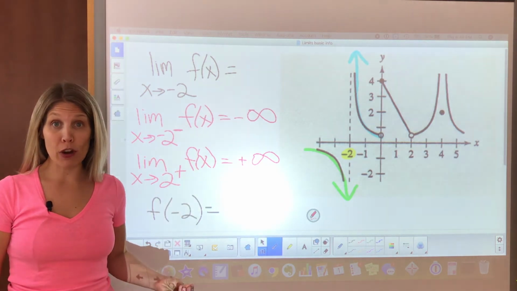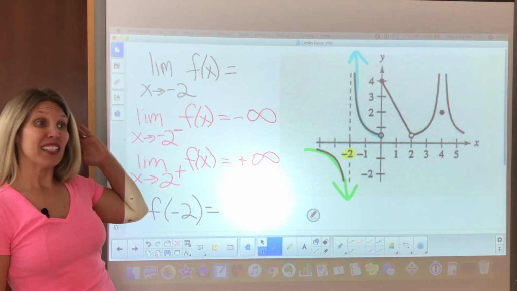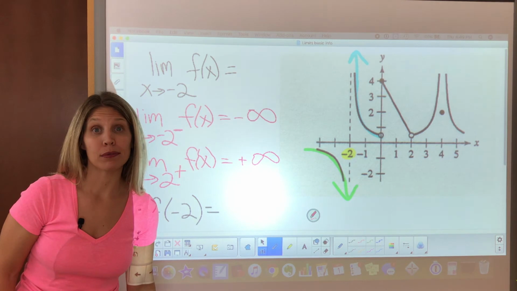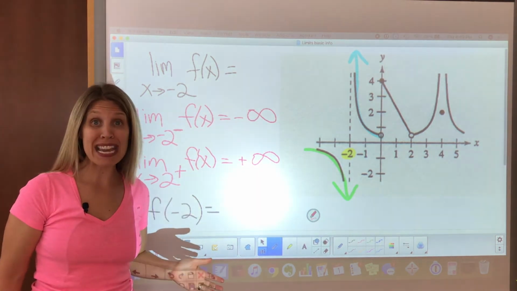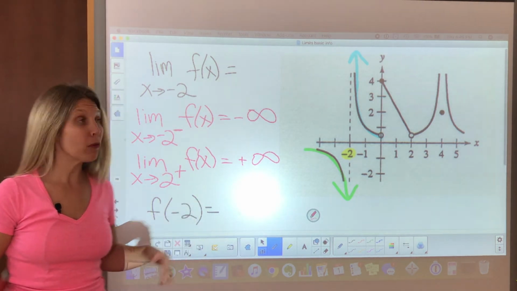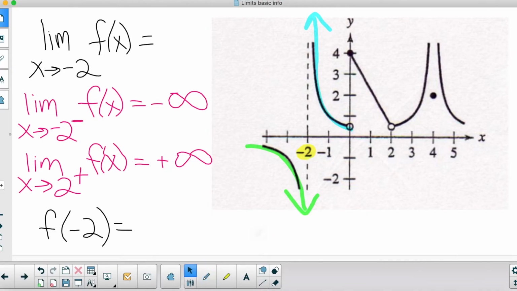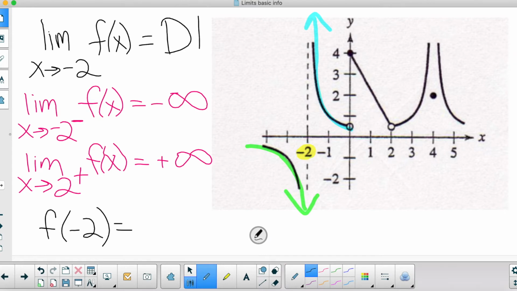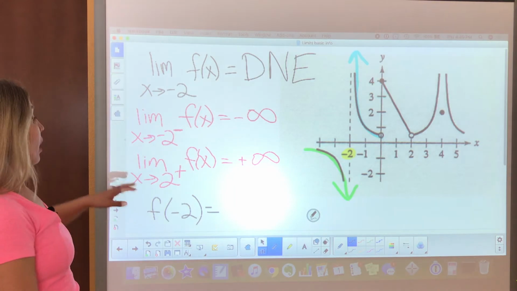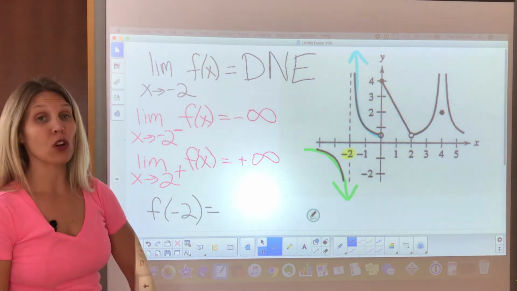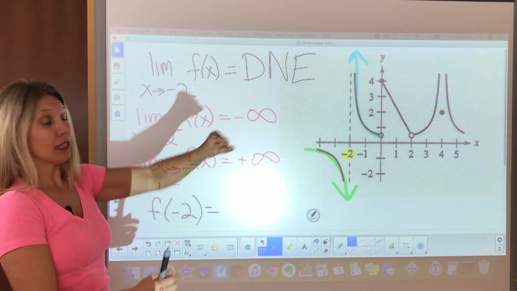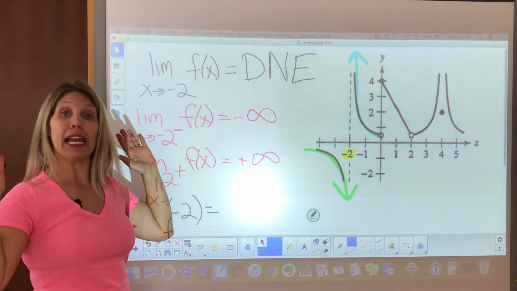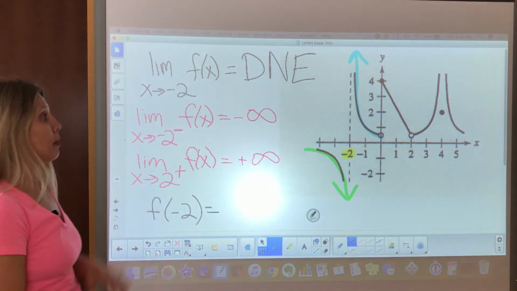If this was you and your friend, if one of you is headed down to Florida and the other one's headed up to Canada, are you going to meet? Nope. So guess what? The limit does not exist. Because from the left is going down, from the right is going up. They can't hug. They can't kiss. A kiss is a closed-in circle. They can't meet. Therefore, that limit does not exist.